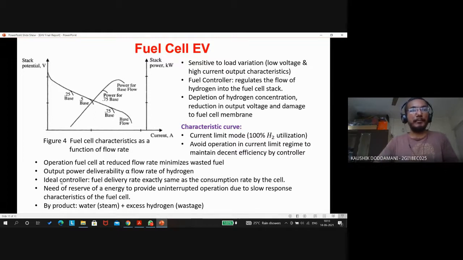So then we have an ideal controller. Like ideal controller, as explained by the author, he says the fuel delivery rate should be exactly the same as the consumption rate by the cell. So that cell is termed as an ideal controller.